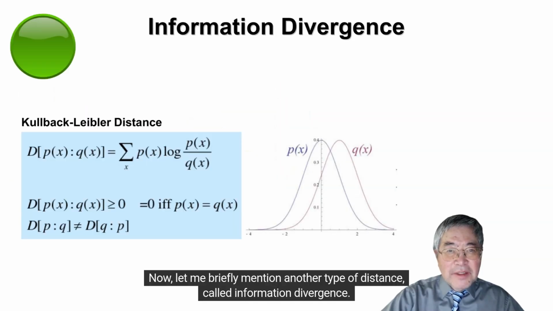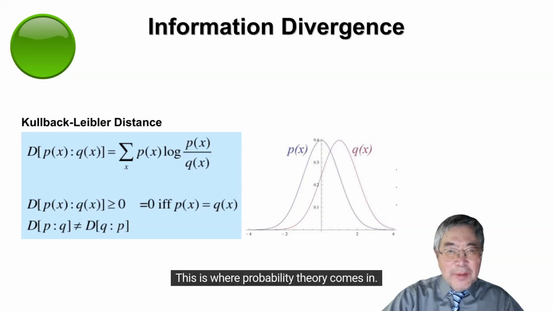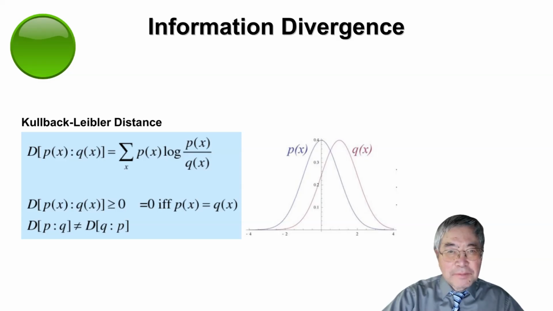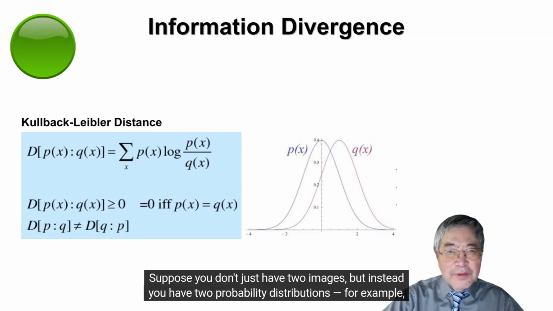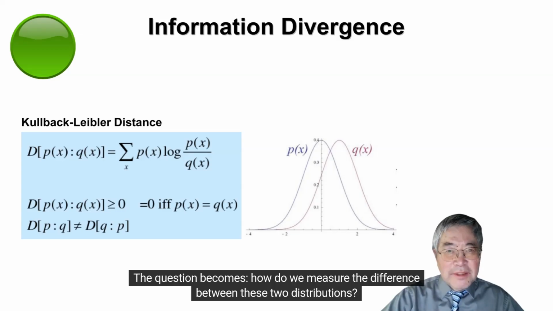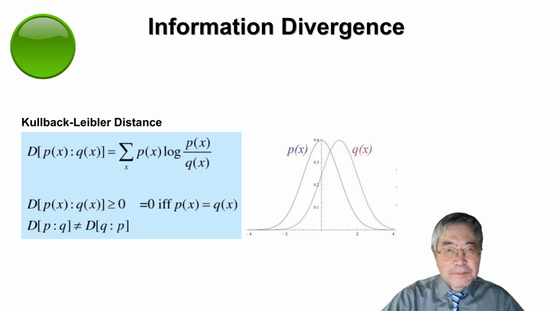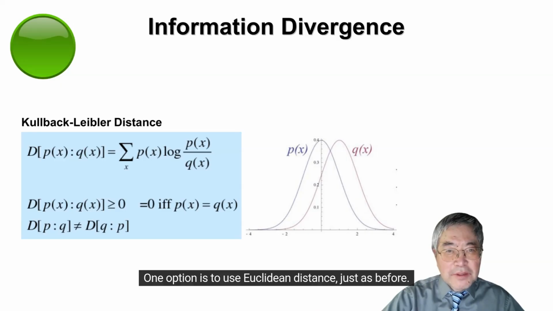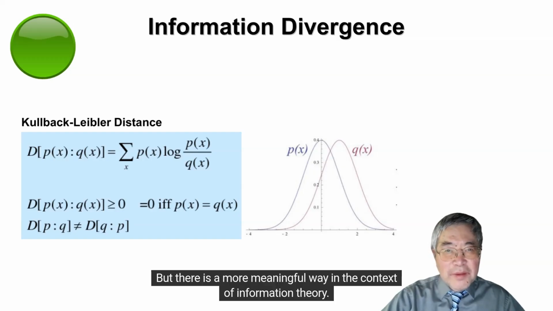Now, let me briefly mention another type of distance called information divergence. This is where probability theory comes in. Suppose you don't just have two images, but instead you have two probability distributions, for example, two different histograms of pixel values. The question becomes, how do we measure the difference between these two distributions? One option is to use Euclidean distance just as before. But there is a more meaningful way in the context of information theory.